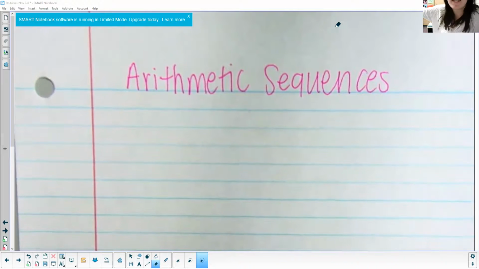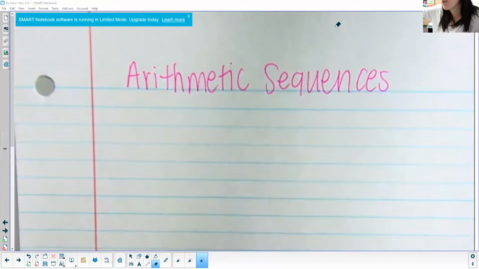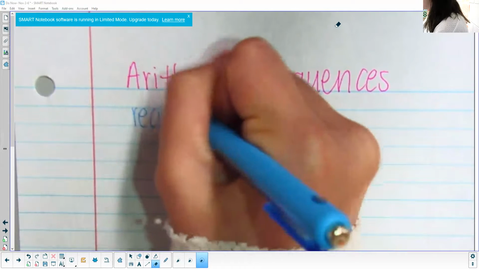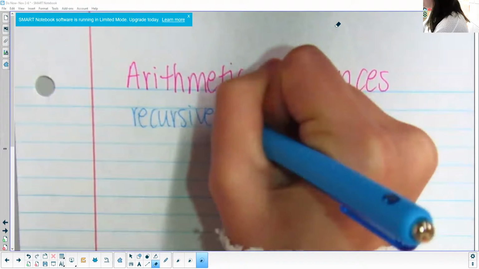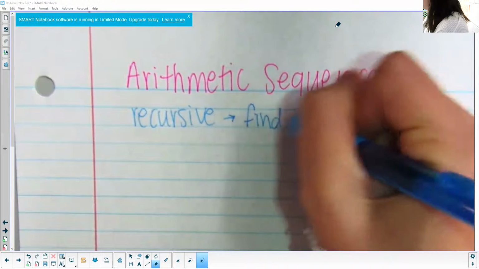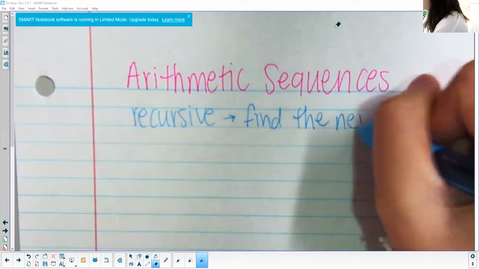I've got 3 different examples, and we're going to go through the recursive and the explicit formula. But first, we need to talk about the recursive and the explicit formula. So, the recursive formula only helps us if we need to find the next term.